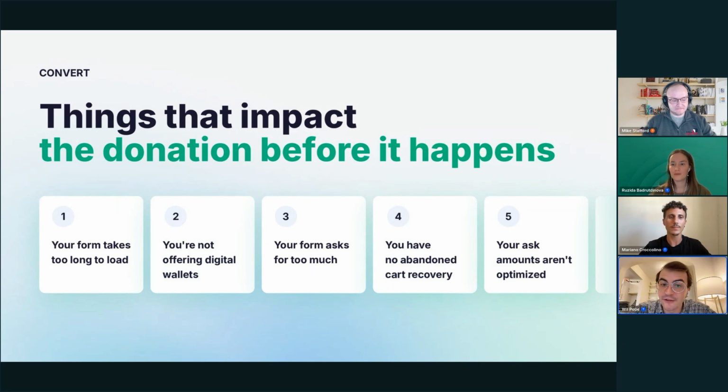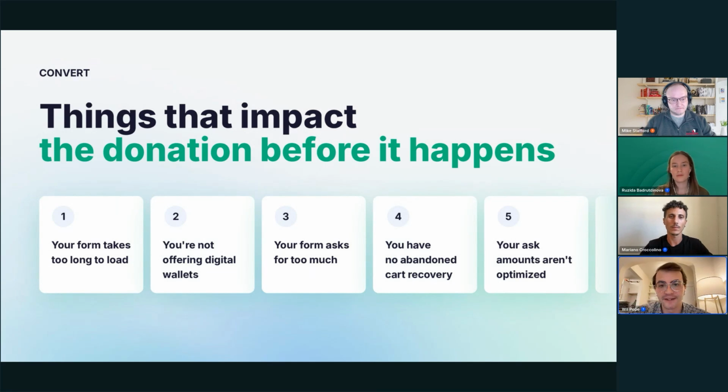Three, the form asks for too much. As I was saying earlier, every second counts when it comes to the process of collecting a donation. You've done all this amazing work to get donors to the form. Sometimes the amount of fields they have to fill out is what turns them away. What we recommend is maybe some of those fields, put them after the donation. Make them not as required.